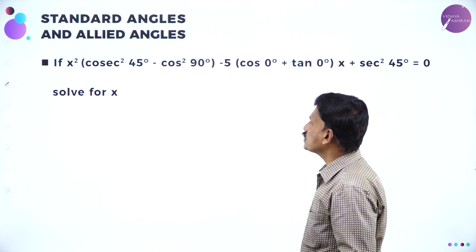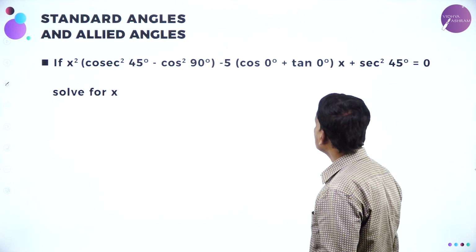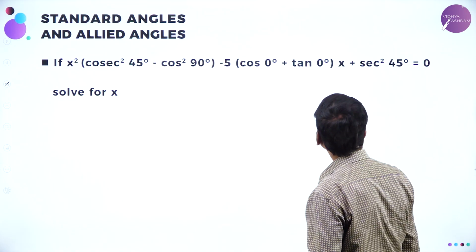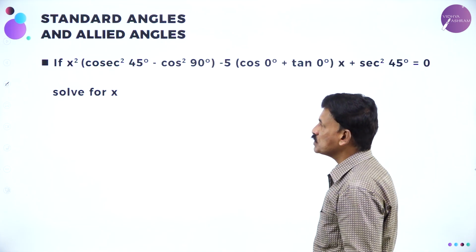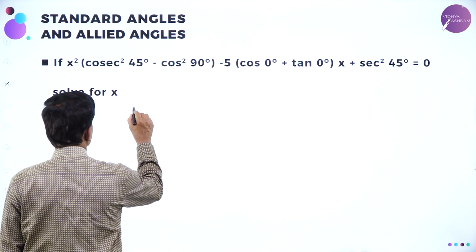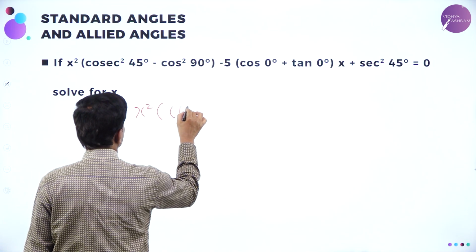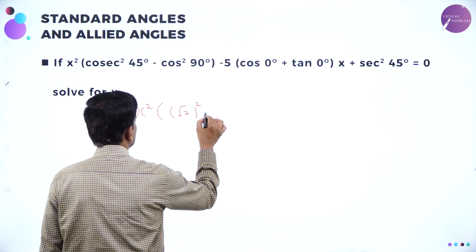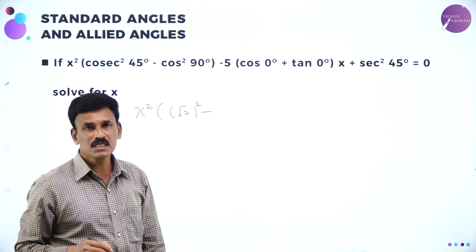If x square into cosecant square 45 minus cos square 90 minus 5 times cos 0 plus tan 0 into x plus secant square 45 is equal to 0, solve for x. So, this is also same type as that of the previous problem. X square into cosecant 45. What is cosecant 45? Root 2 whole square minus cos 90. What is cos 90? Cos 90 is 0.